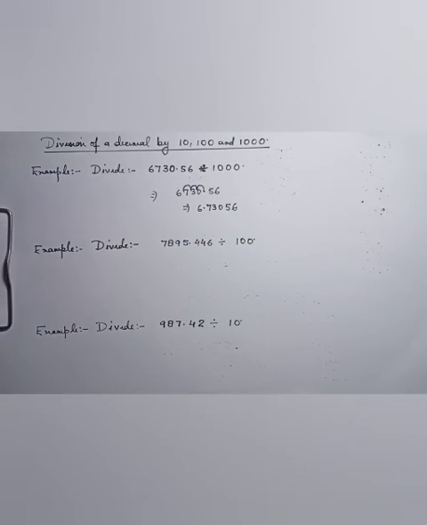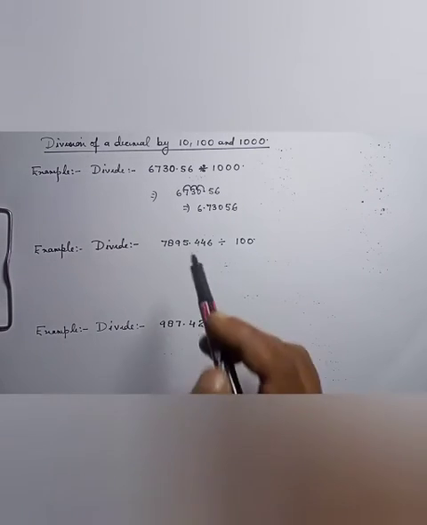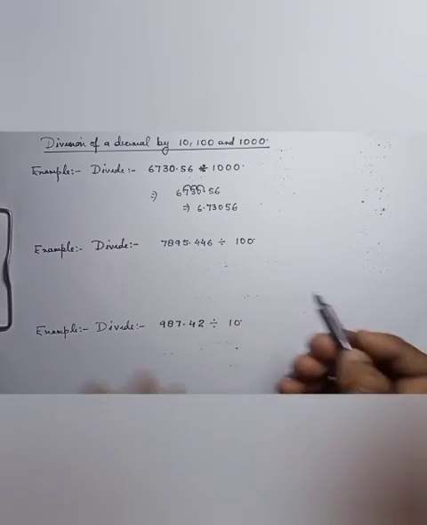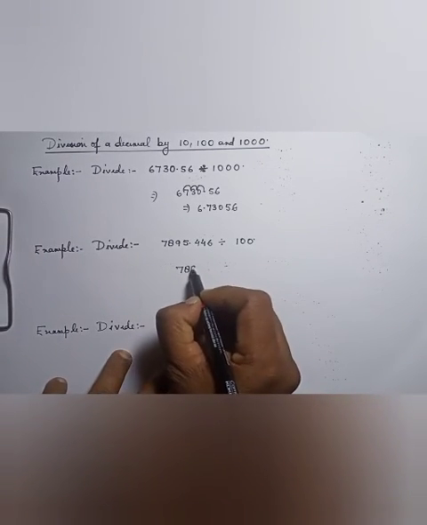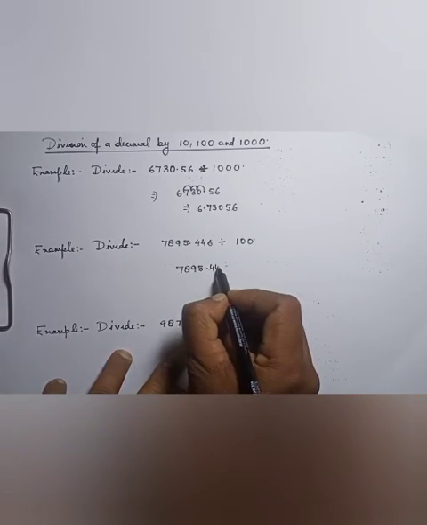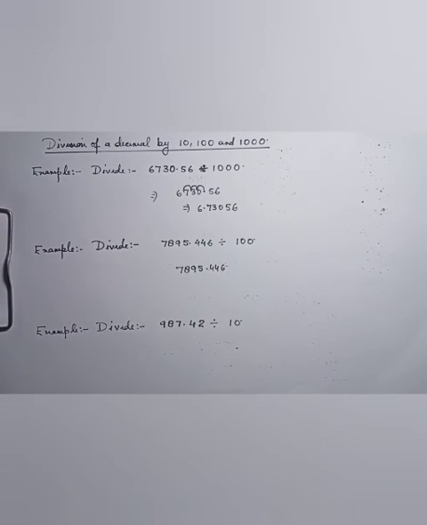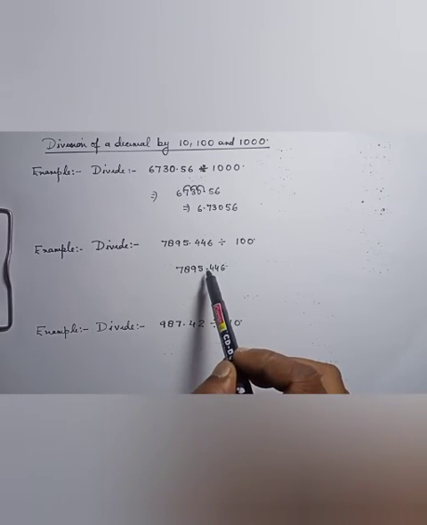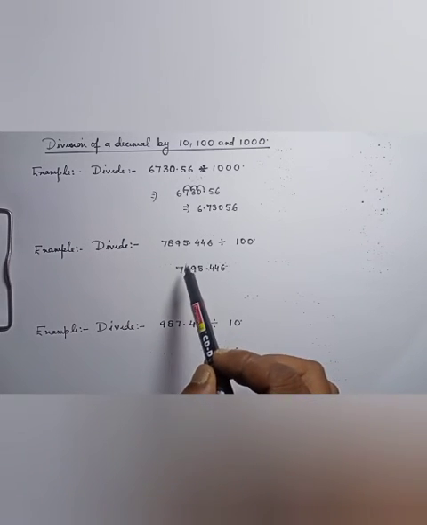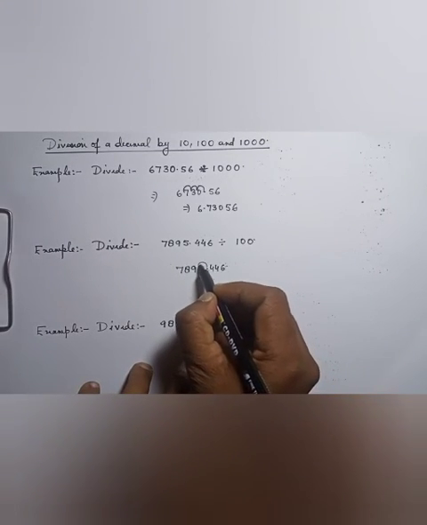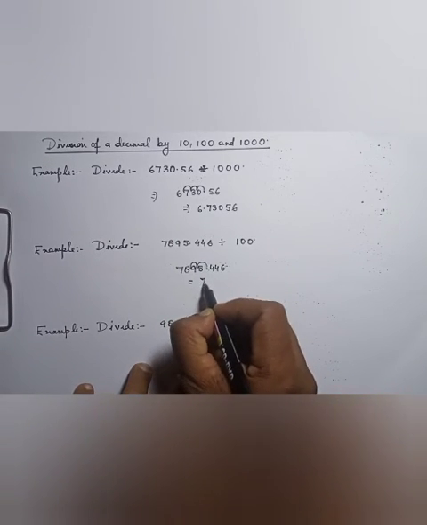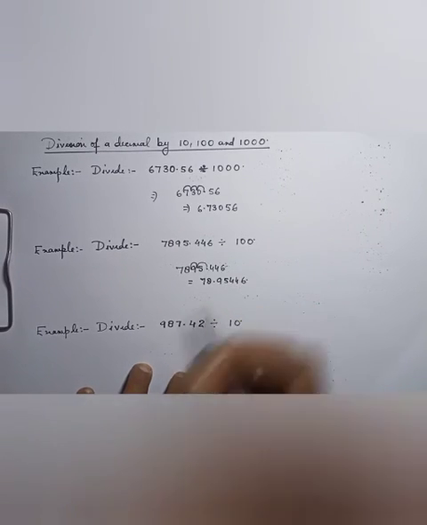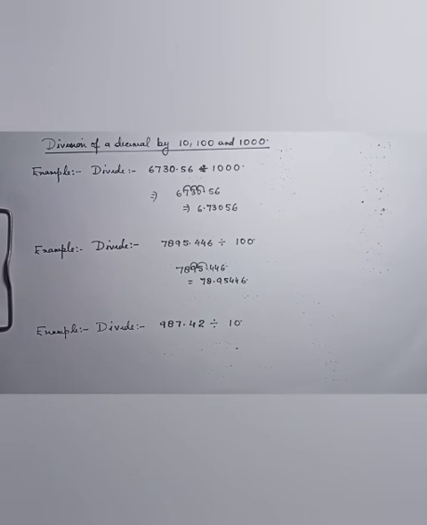So the answer that we are going to get is 6.73056. I hope it is clear to everyone. Let us move to another example, that is 7895.446 divided by 100. I am going to write 7895.446 as it is, and after that I am going to see the number of zeros. There are 2 zeros, so I am going to shift the decimal place 2 places towards the left. So 1, 2, so it will become 78.95446. I hope it is clear to everyone.